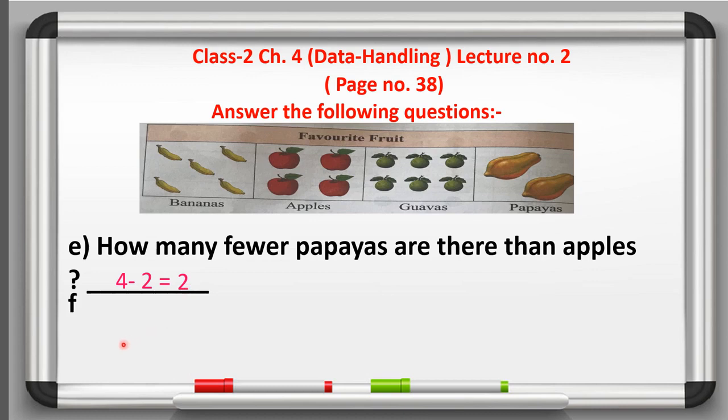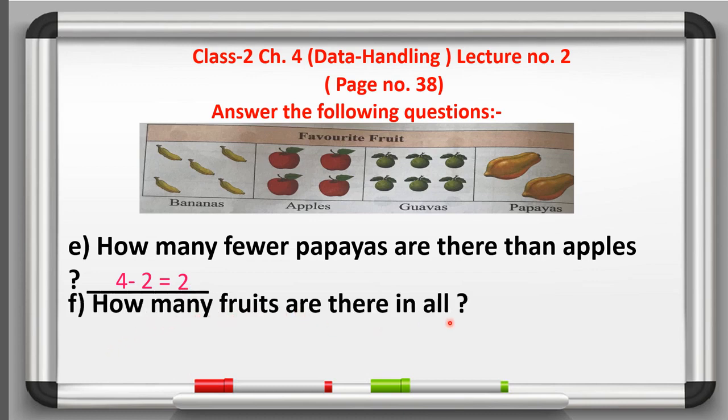Understood? Now in F part it is given how many fruits are there in all. How many fruits are there in all means we need to count all the fruits. So here bananas are 5, apples are 4, guavas are 6 and papayas are 2. So here we will add all these. Okay, so here we will write 5 plus 4 plus 6 plus 2. Now we will add 5 plus 4, 9, 9 plus 6, 15, 15 plus 2, 17. So here we will write 17.